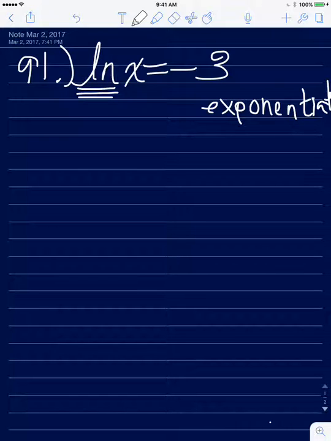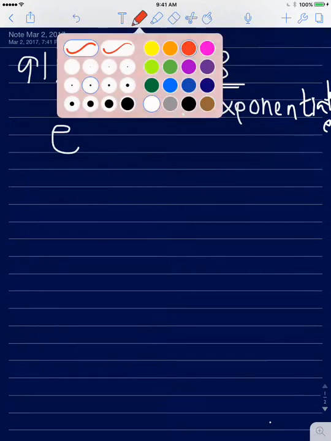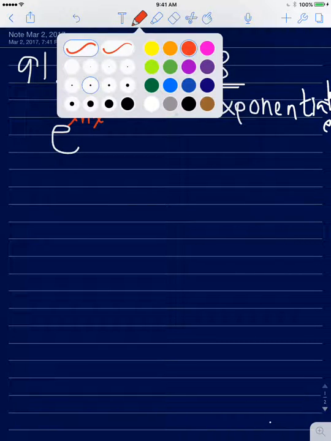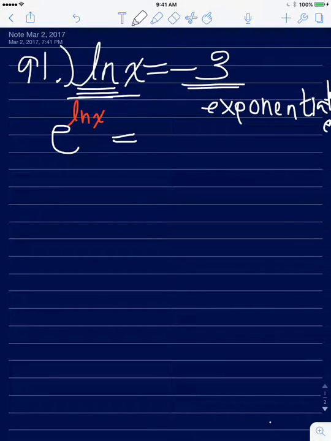Whoops, I kind of ran out of room. There should be an E there. What that means is that this side and this side are now going to become exponents. Okay, so then what's the base? Well, the base is going to be E, because natural log is really log base E. So E raised, and let me use a different color here so you can see, raised to the natural log of x equals E raised to the -3rd power.